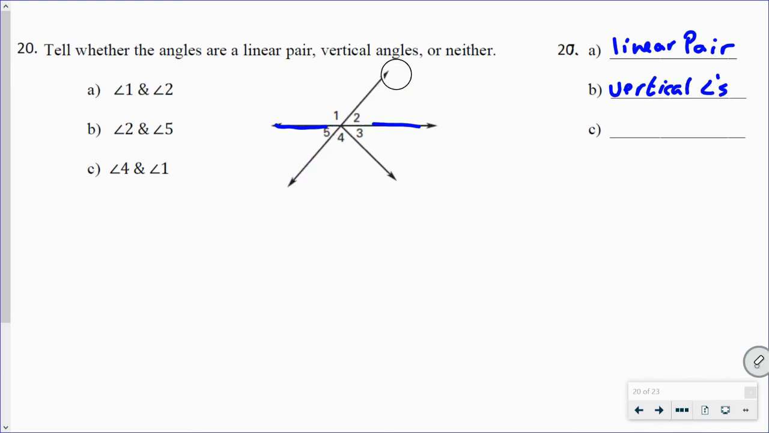And then 4 and 1, well, here's 4, here's 1. They're not on a line. This is a ray, so it doesn't extend, so these are neither. Those are neither because I can't form either one of those.